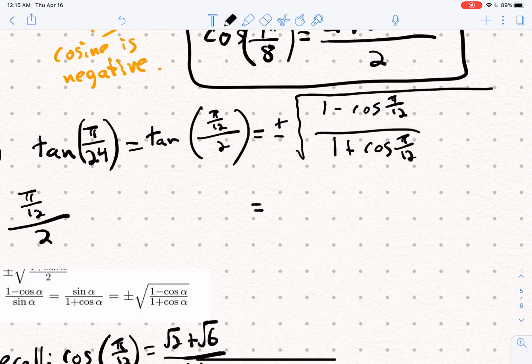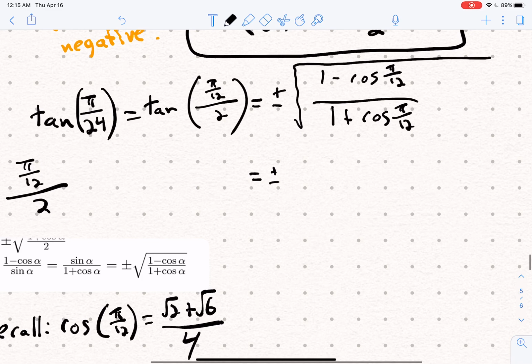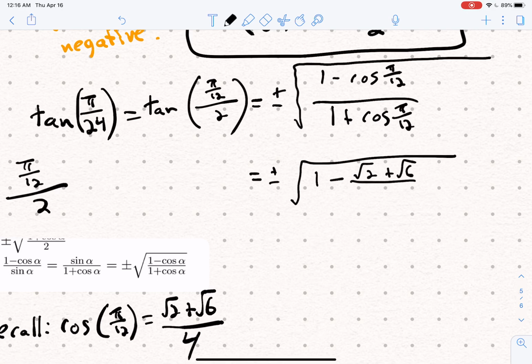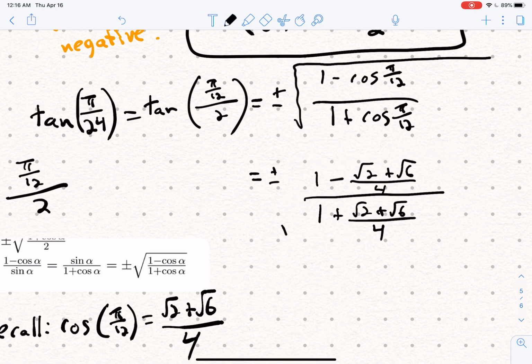Great. So let's see. We still have a plus or minus, and we know what cosine pi over 12 is. It's this somewhat messy thing right here. So let's go ahead and substitute that in. Plus or minus radical 1 minus radical 2 plus radical 6 over 4, over 1 plus radical 2 plus radical 6 over 4. My goodness. I'm going to make this radical a little bit taller to show that it really covers this entire big fraction with the several fractions buried inside it.